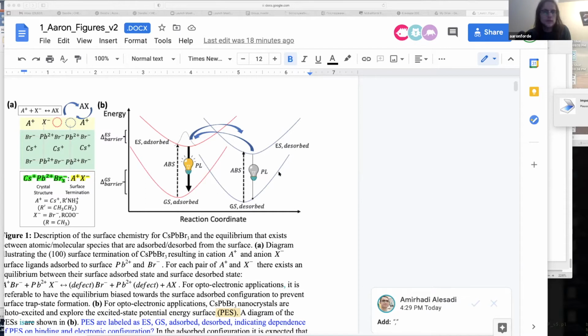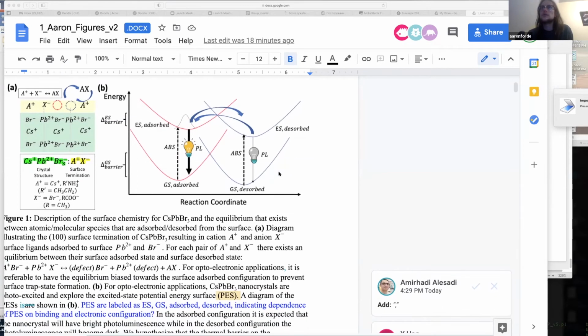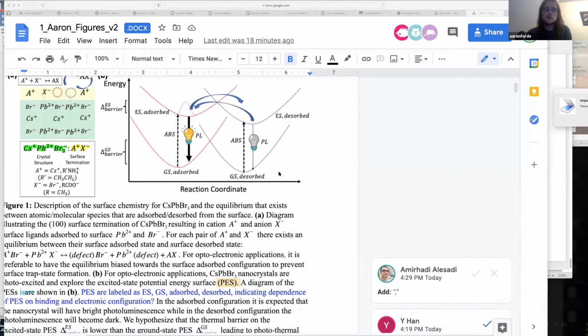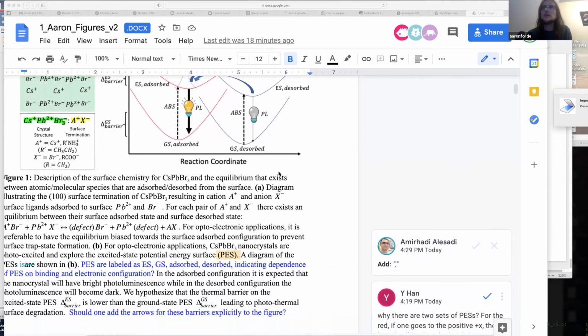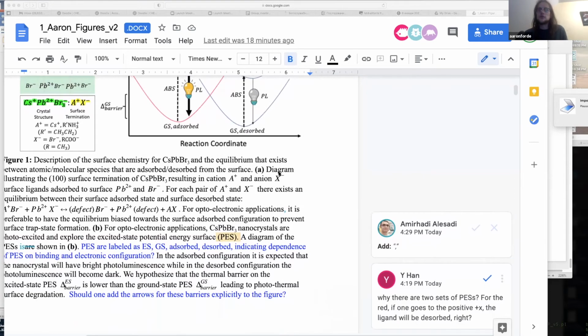And yeah, I guess that was the reason why I laid out the diagram in this way, because I did ground states and excited states, and then absorbed and desorbed configurations. So it's 4 possible configurations in total.